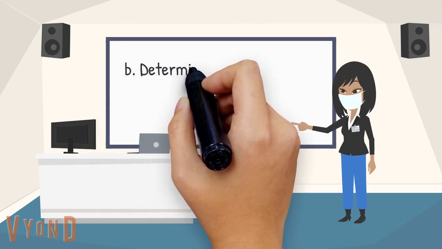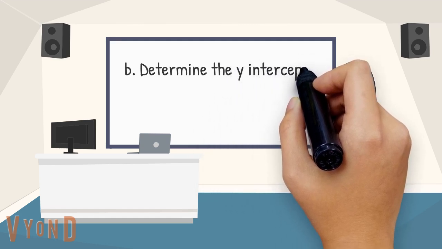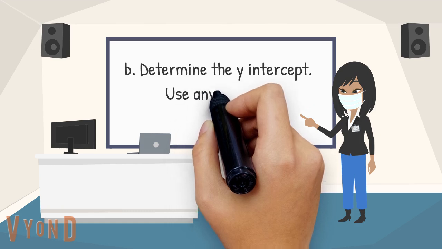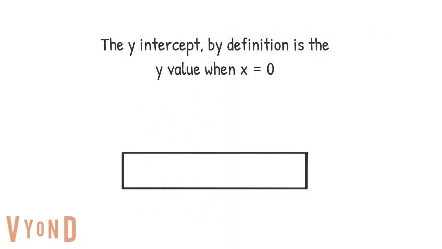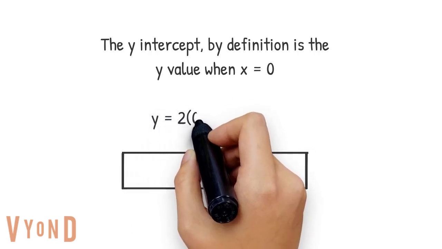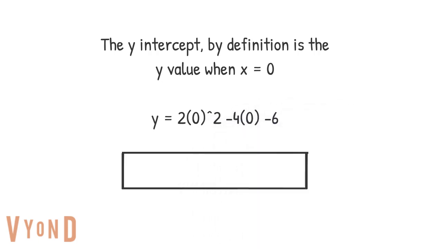Part B, determine the y-intercept, use any method. By definition, the y-intercept happens to be the y value when x is equal to 0. So you plug in 0 into all the x values that appear in the equation. And then you work it out, and you'll be left with y is equal to negative 6.